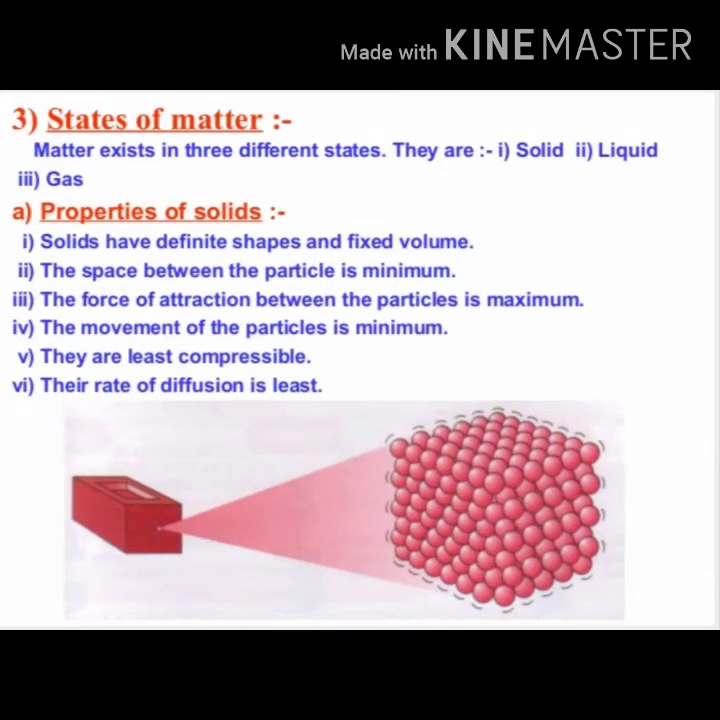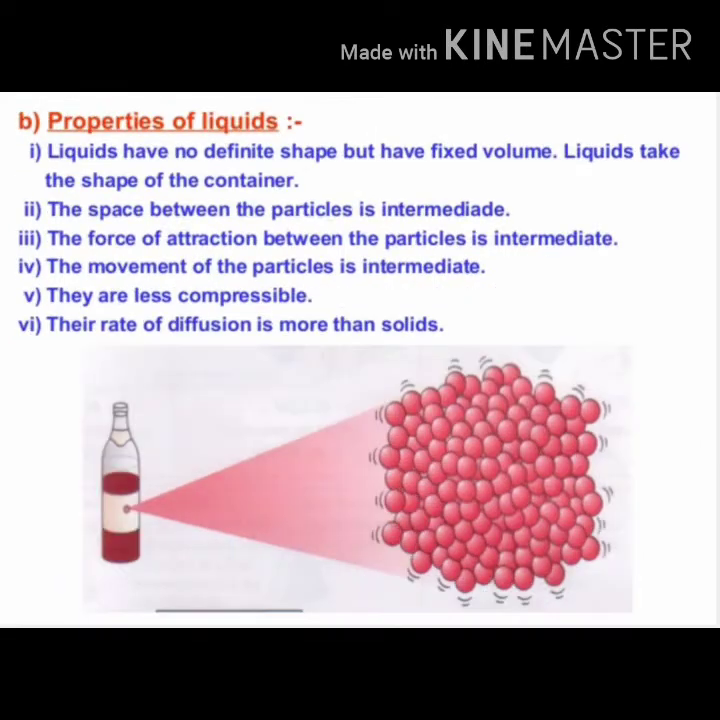States of matter. Matter exists in 3 different states. They are solid, liquid and gas. Number 1, properties of solids. First, solids have definite shape and fixed volume as shown in the figure. The space between the particles is minimum. The force of attraction between the particles is maximum. The movement of the particles is minimum. They are least compressible. Their rate of diffusion is least.